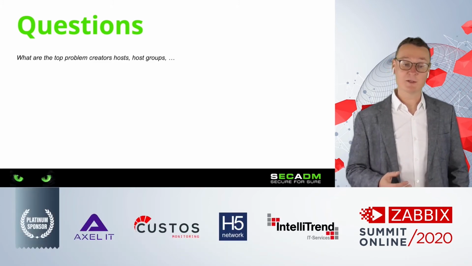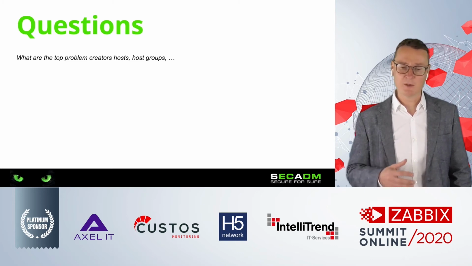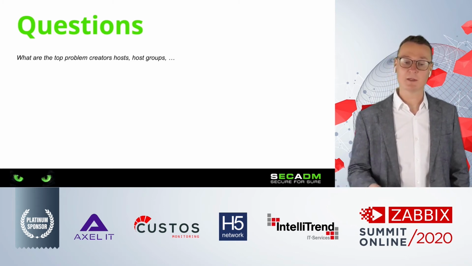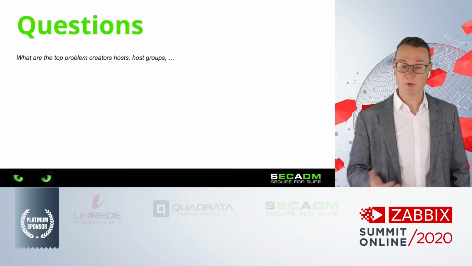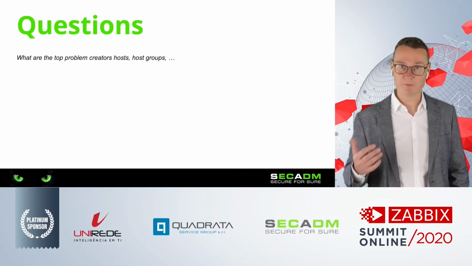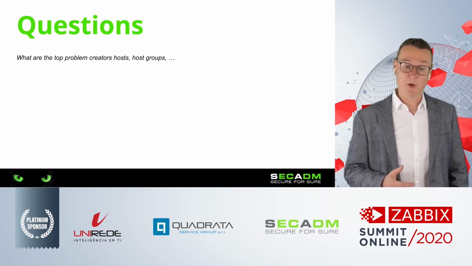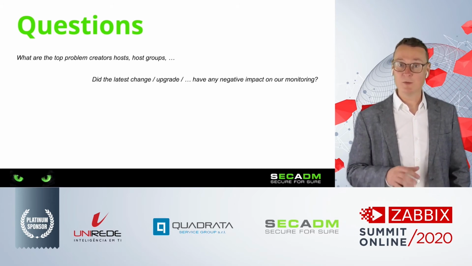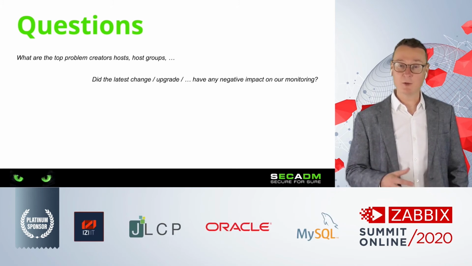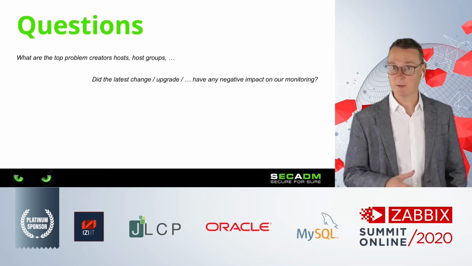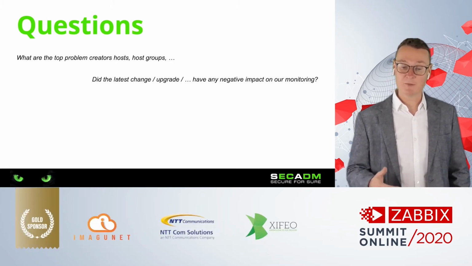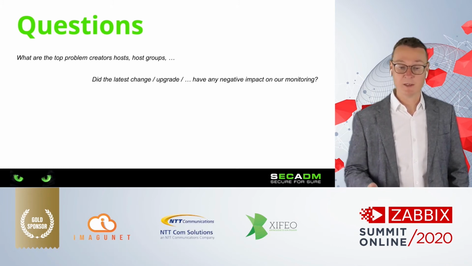One of the major ones is, of course, asking where do all these problems come from? What are the top alert producers, so to say? How are these spread over our host groups, business units, or whatever? Another popular question is, we did this change last week. How did that impact our monitoring? It could have been a change in the monitoring itself. It could have been a network change, whatever, taking into account the history here.